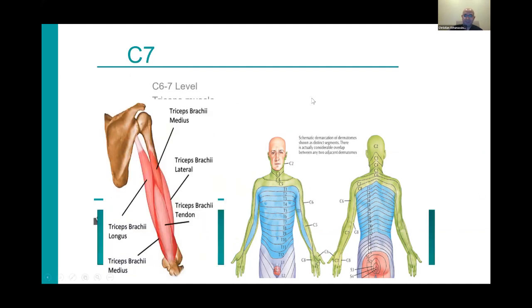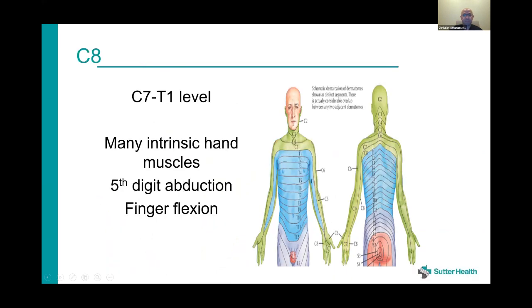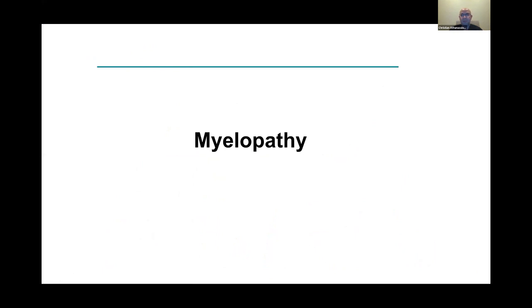The C7 is very similar to this as well. And C8 is similar to this as well. The next area where a nerve can be compressed, and is actually more serious, is on the spinal cord.